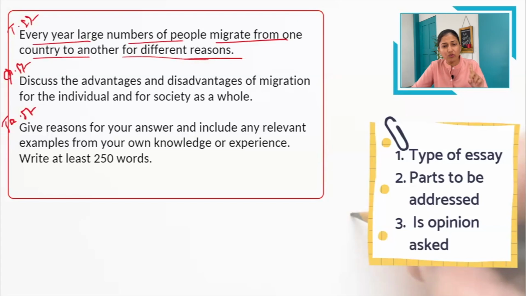Now, before I move on to the next statement, what do I see? It says every year large number of people migrate from one country to another for different reasons. Is it talking about somebody's opinion? No. So, let's see. Is it talking about somebody else's opinion? No. But is it asking my opinion also or not? For that, I have to read the question statement. Let's do that.